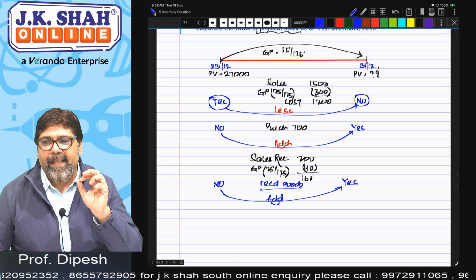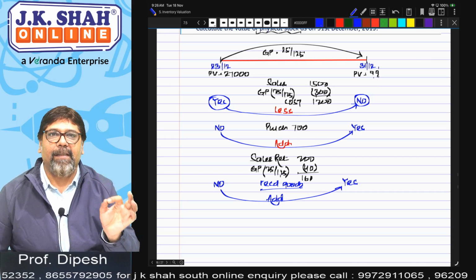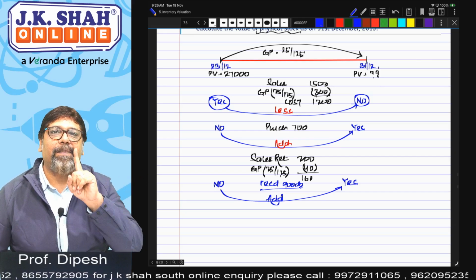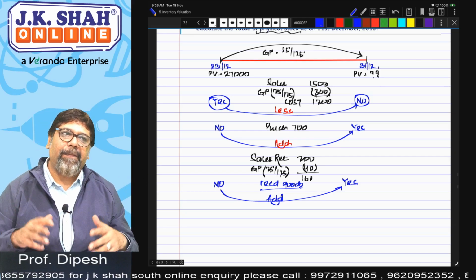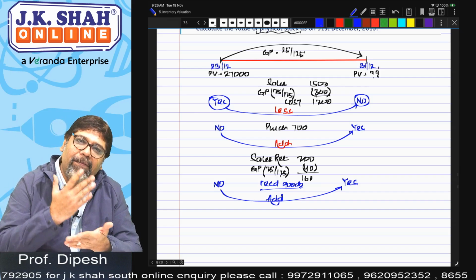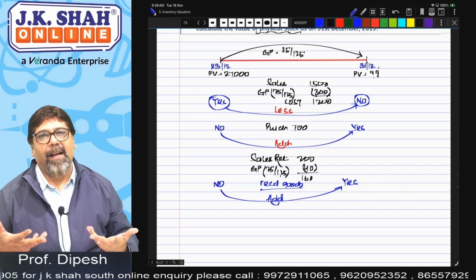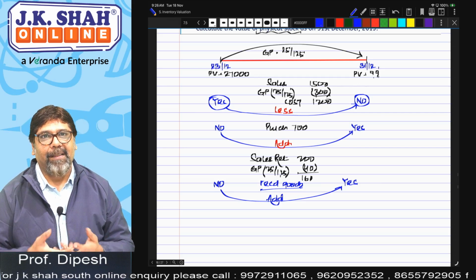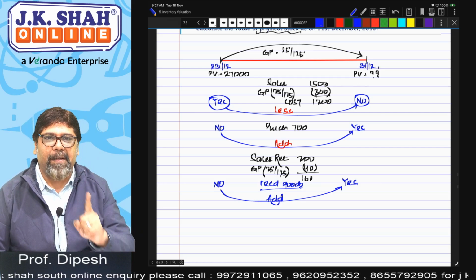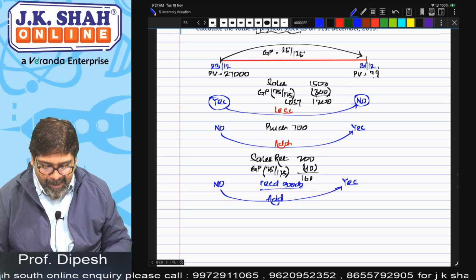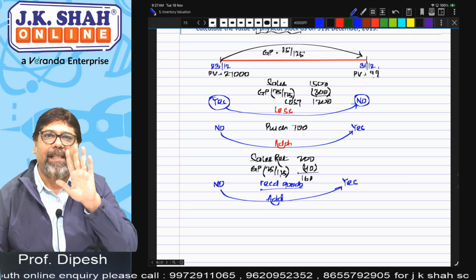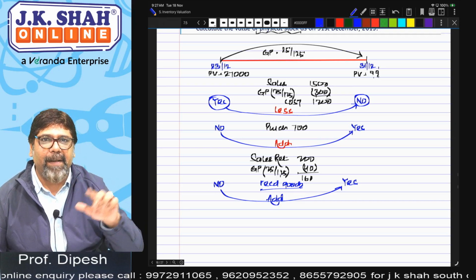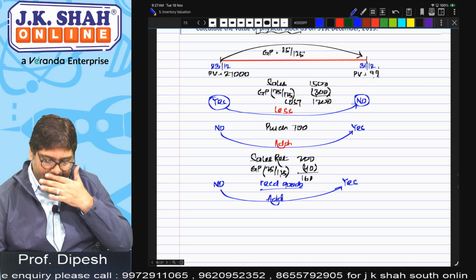Take 30 seconds extra. Accuracy is more important than speed. If I finish the paper but my 40 marks is incorrect, how will it help me? Speed is definitely important, but the first priority is accuracy. I don't mind spending an extra 10 minutes on the question if my entire solution is correct.